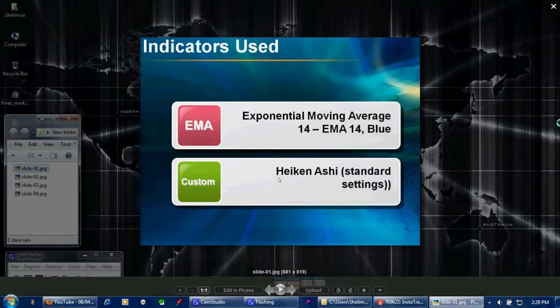Basically, what we use are two indicators. One is the exponential moving average 14, EMA 14, with the blue color, and the other indicator of course is the Heiken Ashi with the standard settings.